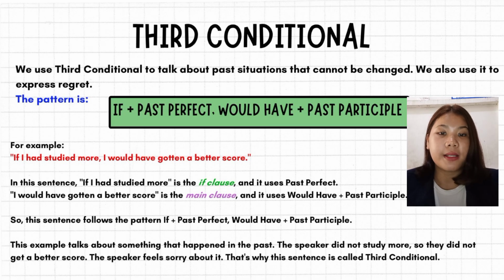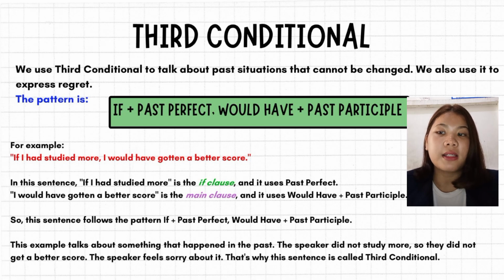The last type is third conditional. We use third conditional to talk about past situations that cannot be changed. We also use it to express regret. The pattern is if plus past perfect, comma, would have plus past participle. For example, if I had studied more, I would have gotten a better score.